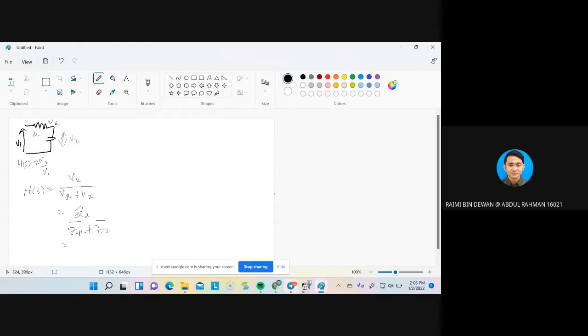So Z2 is the capacitor. The capacitor is actually 1 over j omega C. Am I correct? 1 over j omega C. Okay, and then the resistance, nothing happens, it's just a resistor here, plus your other capacitor, 1 over j omega C. Okay, sorry. And then here we introduce, wait for a while.